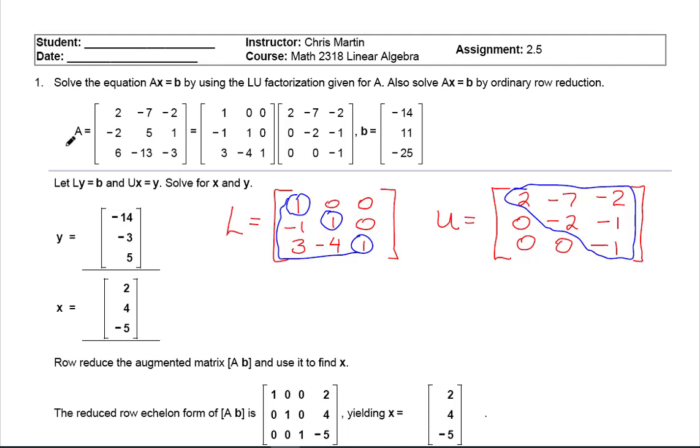Welcome to Math 2318, Section 2.5. In this section, we're looking at a particular factorization of matrix A. This is called the LU factorization. It factors A into a lower triangular and an upper triangular matrix.